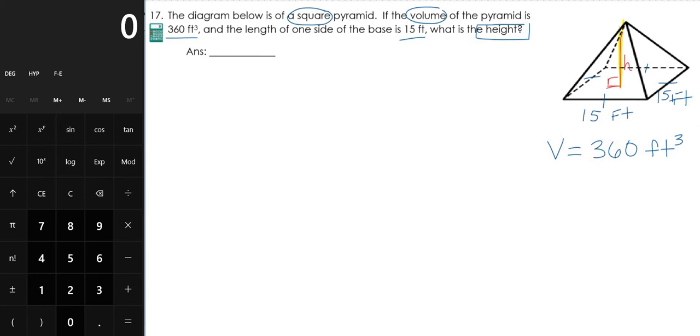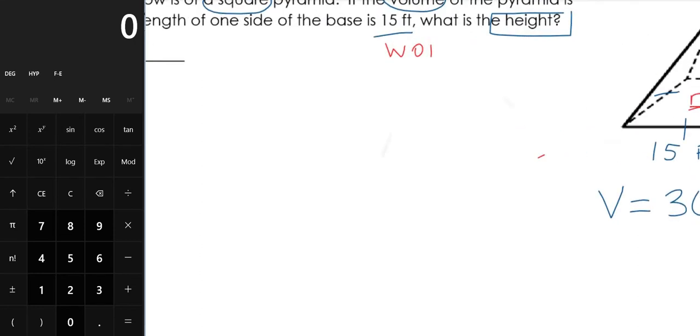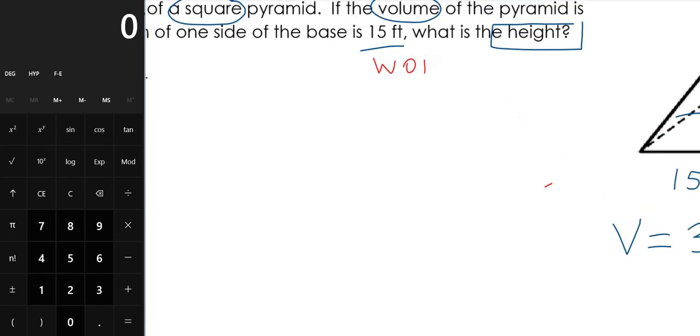Now, they gave you a volume and they're asking you for a length. Now, this is a working backwards problem. If they give you something like volume or surface area or circumference or perimeter, and they're asking you for one particular length that has to do with that shape, they're asking you to work backwards. So I'm going to write down that this is a working backwards problem. Let me zoom in a little bit here.